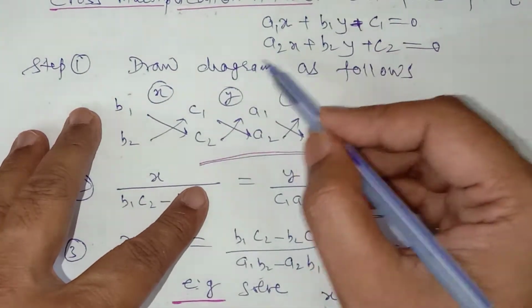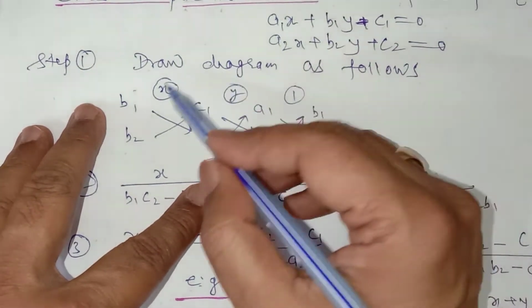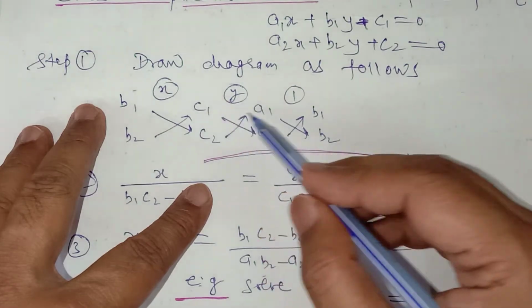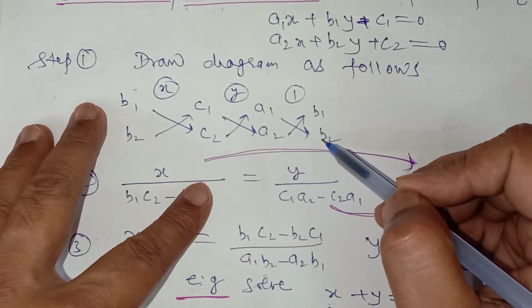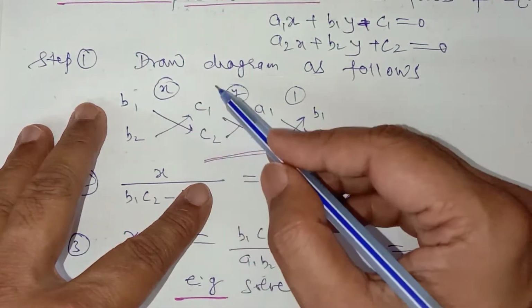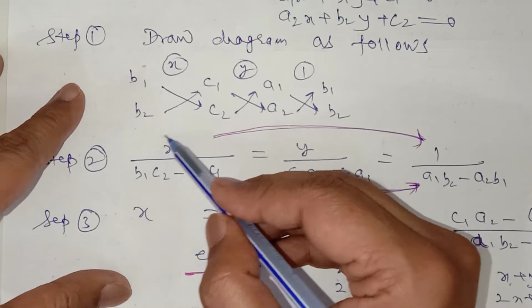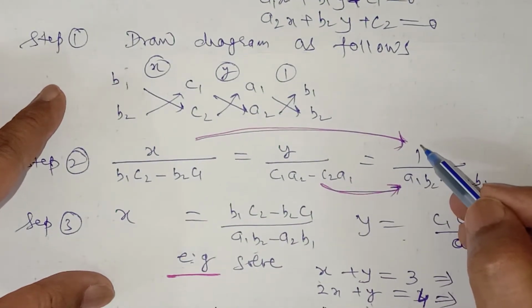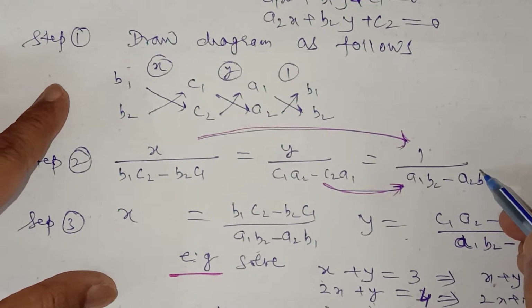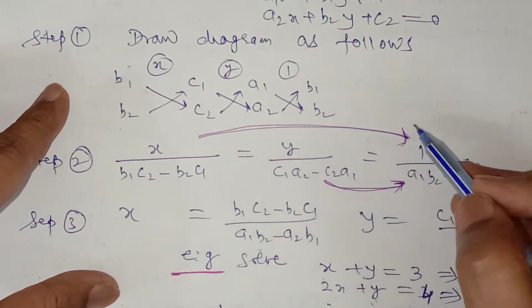that is these two, then c1, c2, then a1, a2, and then again b1, b2. You draw a diagram, or put these coefficients in this way: b1, b2, c1, c2, a1, a2, and again b1, b2. Then to solve it, you have to write x upon, is equal to y upon, is equal to 1 upon. I will tell you what will be the denominator.